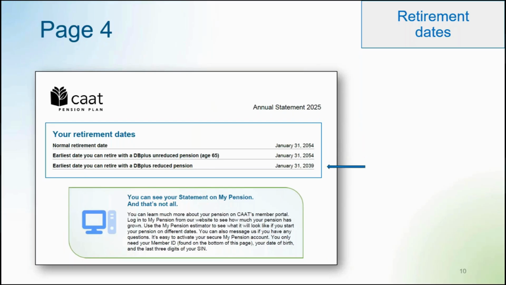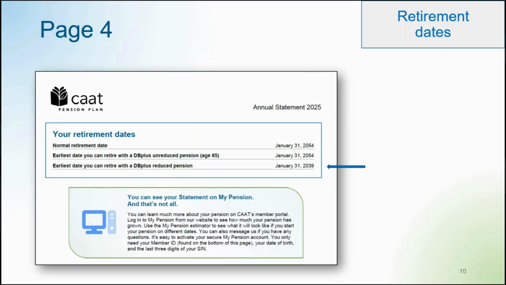The earliest date Christina can retire with a reduced pension is January 31st, 2039, which is the end of the month that she reaches age 50. If Christina was already age 50, the statement would not show her earliest reduced date. Instead, the statement would indicate that she is eligible to retire immediately with a reduced pension.